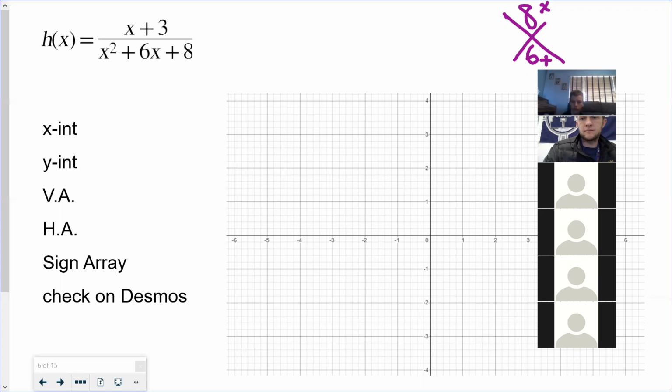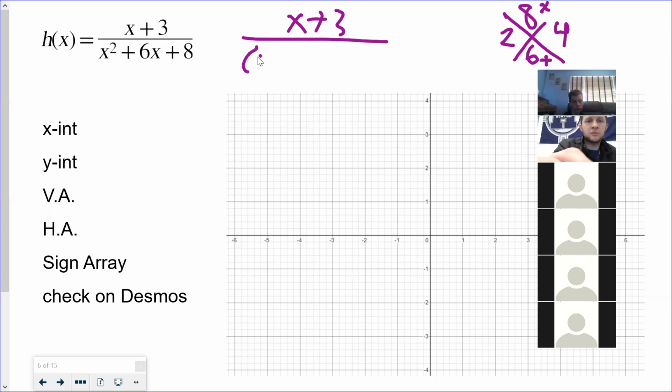2 and 4. Good. But in this case, they're both going to be positive because they multiply to a positive and add to a positive. So I'm just going to write that as x plus 3 over x plus 2 and x plus 4.